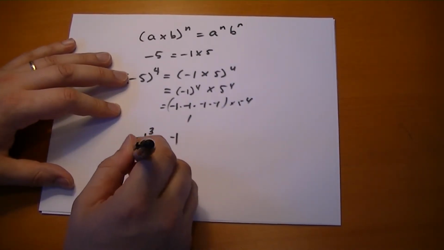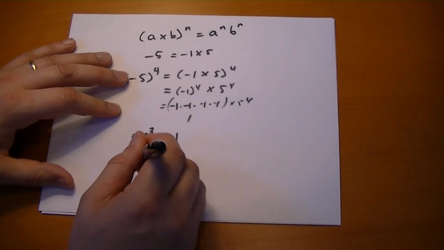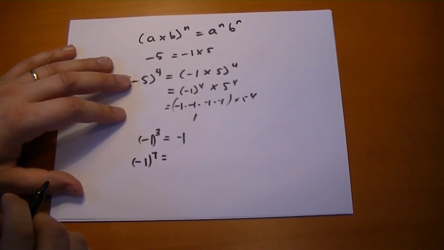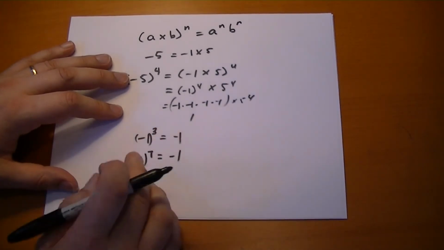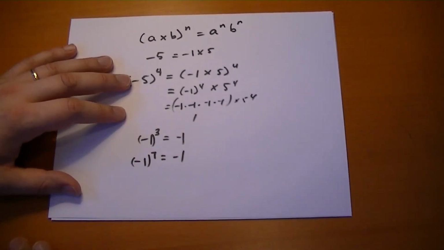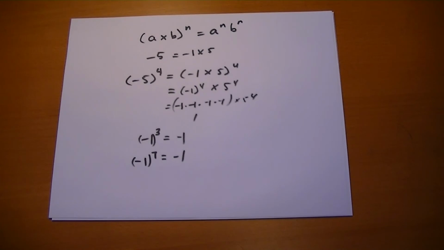What if it's negative 1, I'm sorry, I have to put parentheses, to the 7th power? Then it would be negative 1. Negative 1, right? That's right. If it's an odd power, it's negative. If it's an even power, it's positive. Does that help answer your question?